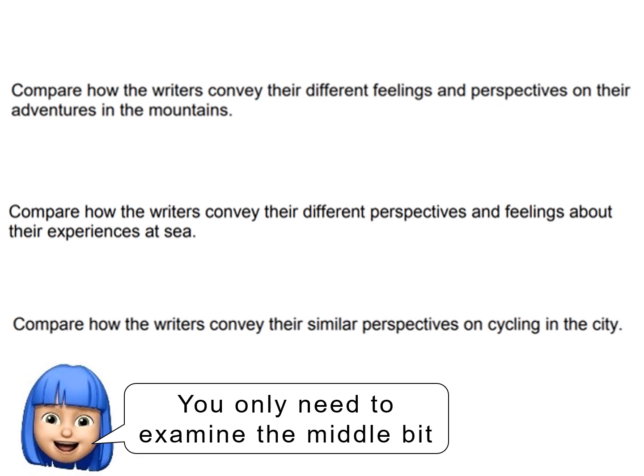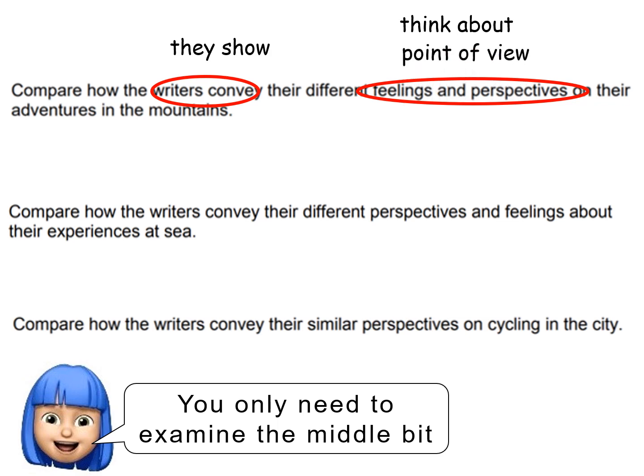So there are 3 different pieces of information that you've got to get your head around. Writers convey: what does that mean? How do these 2 people show? So what are they showing about their feelings and perspectives? That means what they think about, their point of view. And the key here is what we are comparing that they show or think about. It's this last bit, which is the key bit: adventures in the mountains. So how do they show that they've had different experiences in the mountains?